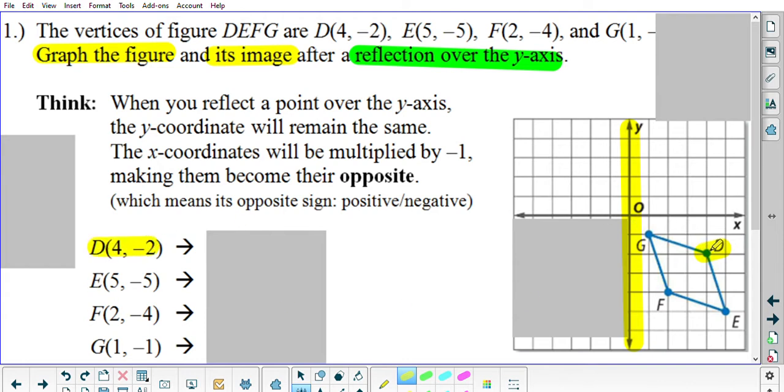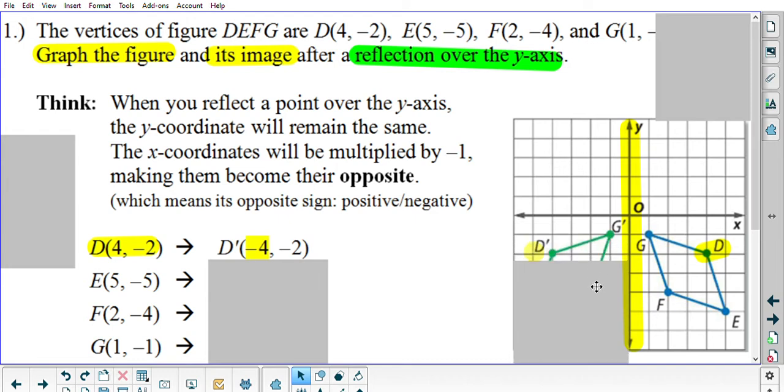When I reflect that over the y-axis, putting me somewhere over here, you can see I tried to highlight it for you here, that's now going to keep the y-coordinate the same. But the x-coordinate is now going to, instead of being a positive, it's now going to the left of the y-axis, so now that would make the x-coordinate become a negative. And that is why you would get -4, -2. And you can see that here with D going to D prime.